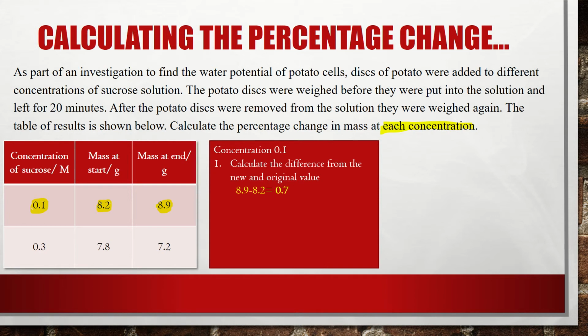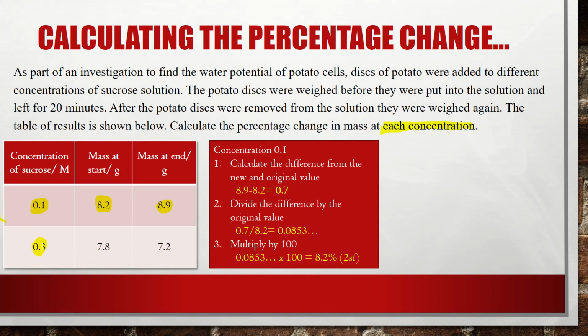So we found our difference. We then need to divide it by the original value. Remember, the original value is the number we had at the start, which is the 8.2. So we divide 0.7 by 8.2. That's going to give us 0.0853. Multiply that by 100 to get our percentage. That's going to be 8.2%. So we've calculated our 0.1 mole.